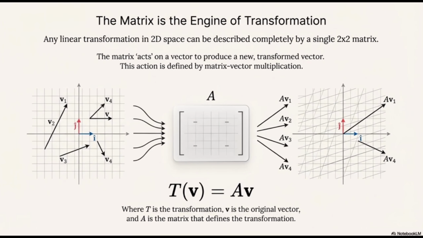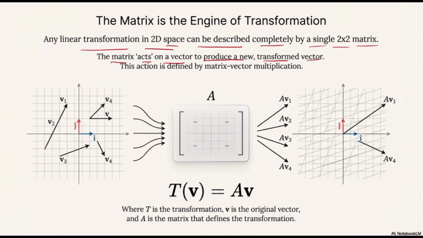This is the engine, or the essence, of transformation. Any linear transformation in 2D space. Right now we are only talking about 2D. It means that our matrix is 2 by 2. If we were talking about 3D, it would be 3 by 3. It is a little bit complicated, so we are not going to touch that right now. Any linear transformation in this 2D space can be described completely by a single 2 by 2 matrix. The matrix is going to act on a vector to produce a new transformed vector.